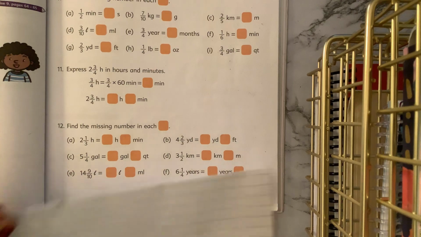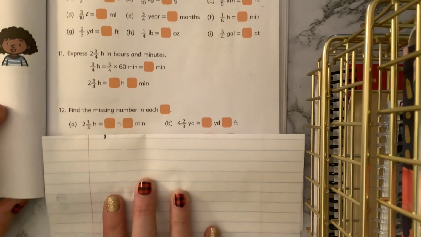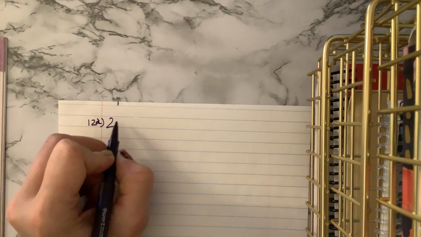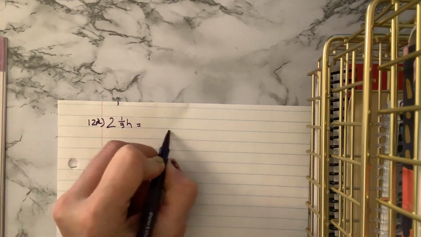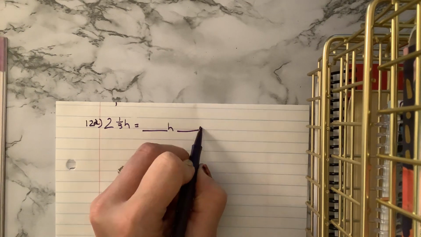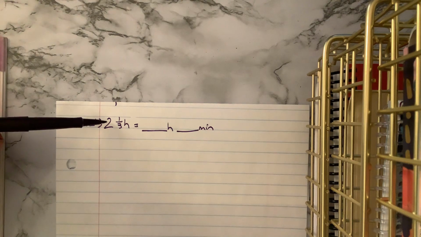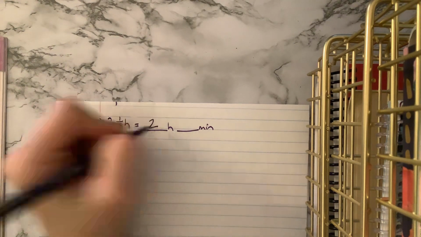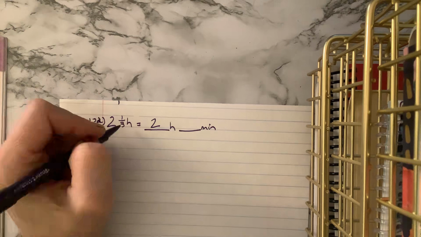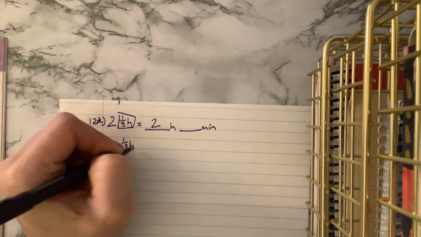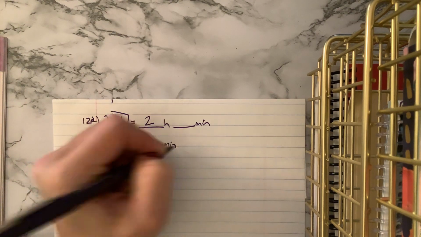So let's do a couple more of these together. I'm going to move this aside again to just have room. 12a is 2 1/3 hours equals how many hours, how many minutes? So remember, the goal is to have a whole number in each place. So 2 hours, we can move right on over to 2 hours. That's not going to change. This is now what we focus on. 1/3 of an hour equals how many minutes?